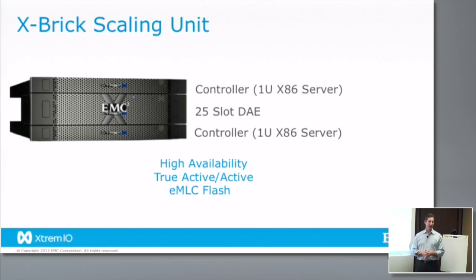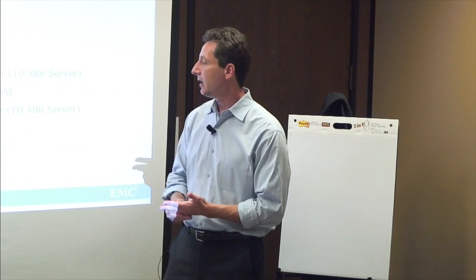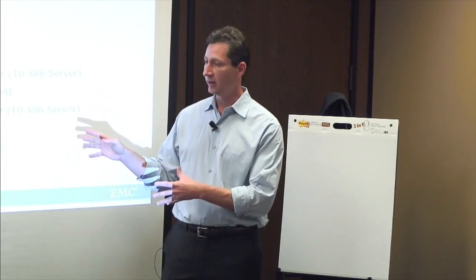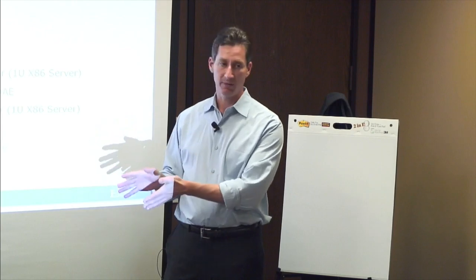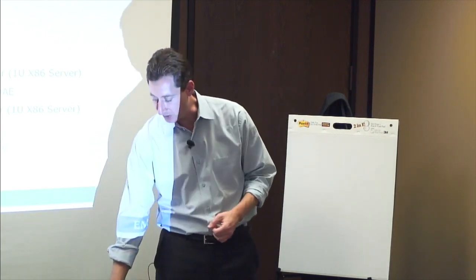XtremIO is a scale-out architecture, meaning that we're built out of building blocks, and you can start small with what you see on the screen here, and then you can add building blocks to scale your performance and your capacity in lockstep with each other up to very high levels. The basic building block of our system is what we call an X-brick. What's inside of an X-brick are two controllers, so you begin with an HA system. The controllers are just standard 1U x86 servers. And then we have a 25-slot DAE, disk array enclosure, that holds standard form factor 2.5-inch enterprise MLC SSDs. This is a nice scaling form factor because it gives us a very high amount of performance in a small amount of space. And we can be HA from the very beginning, even with a small system, and then continue to grow from there.